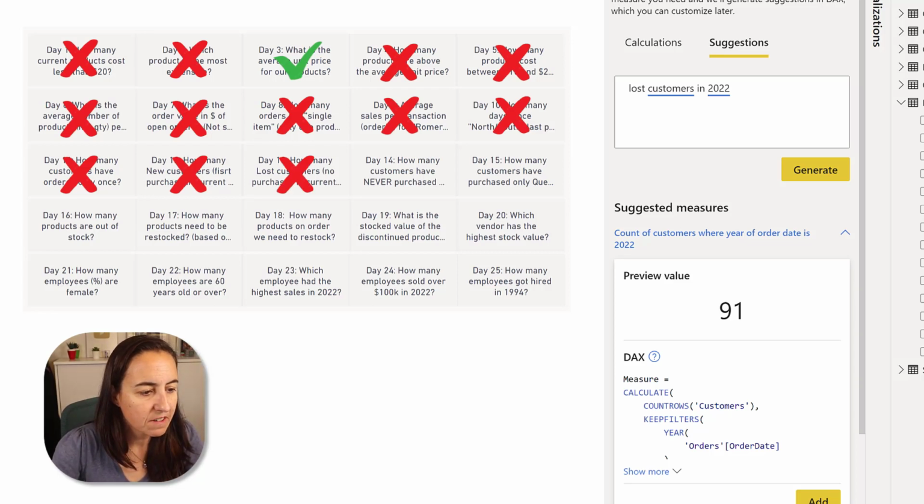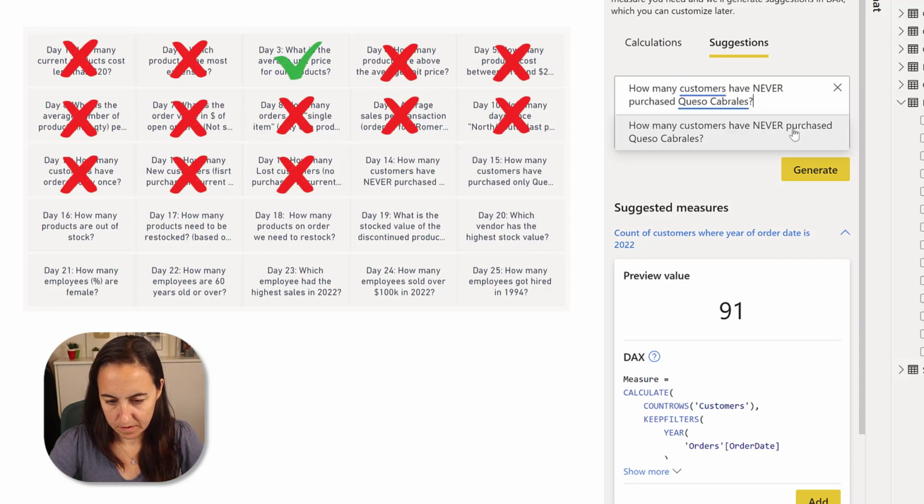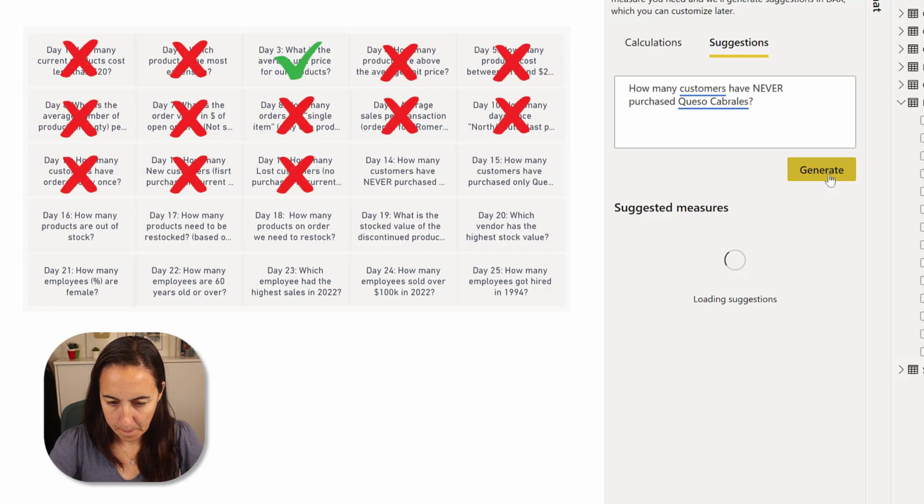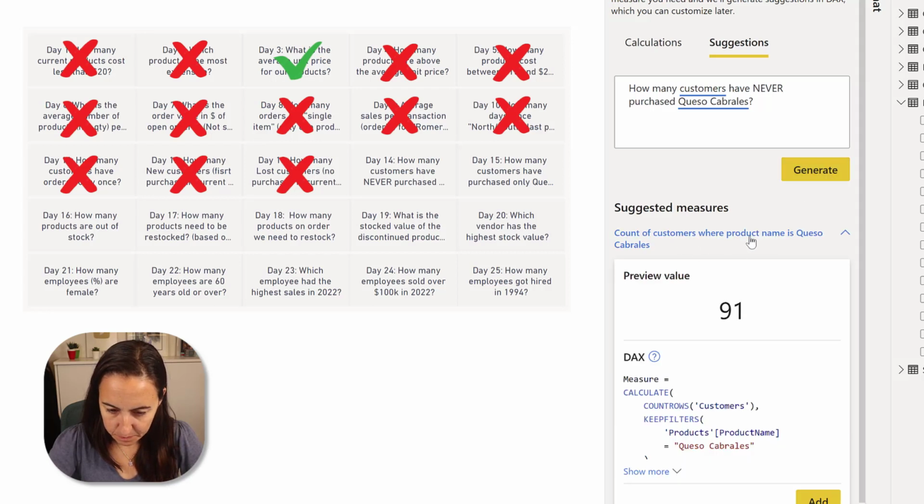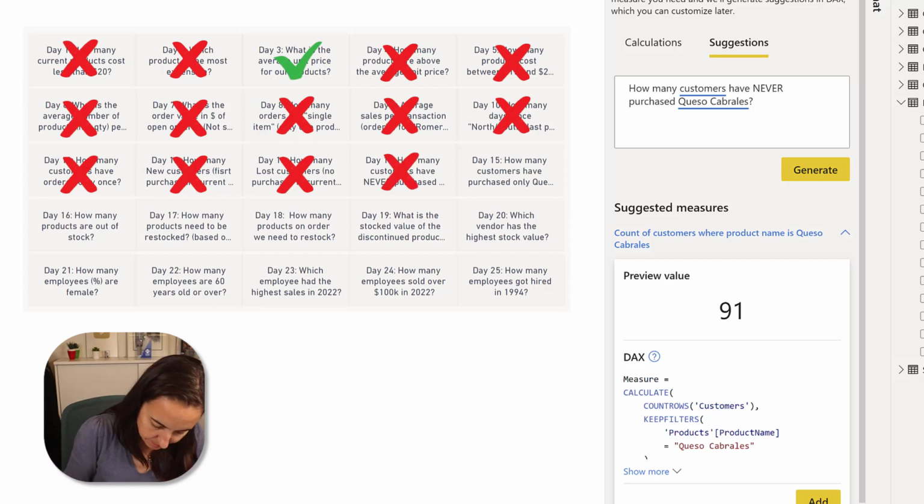14. How many customers have never purchased queso cabrales? I would like to copy that, but Excel crashed, just a second. Okay, we're back. So how many customers have never purchased queso cabrales? Let's see. Generate. Count of customers where product name is queso cabrales. Yeah, no, that's not it.